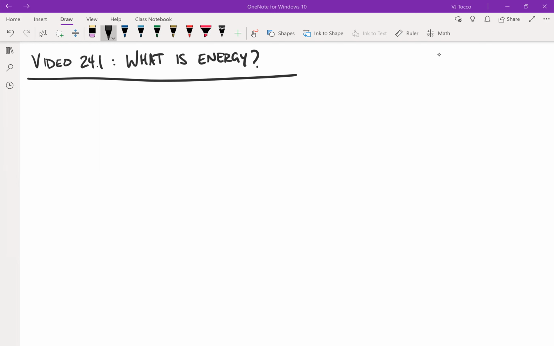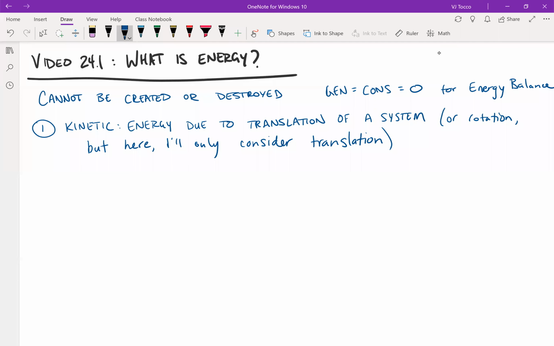The first thing I'm thinking about is kinetic energy. Kinetic energy is due to translation of the system, so something moving. So when I think of kinetic energy, I think of a football running back running through the line, or I think of my pressure washer outside washing my driveway, or I think about a semi-truck rolling down the freeway. These are all systems that are moving and therefore possess a certain amount of kinetic energy.